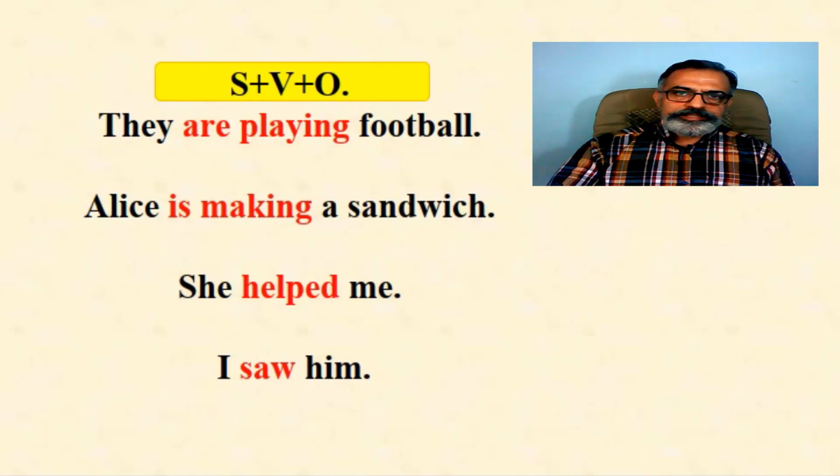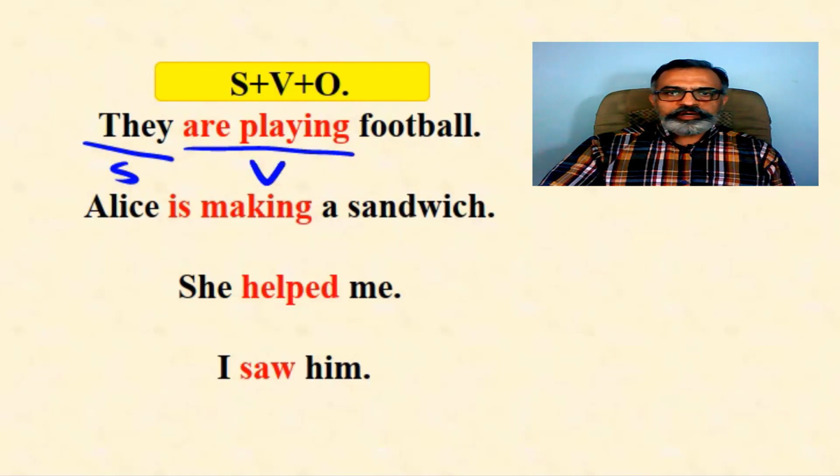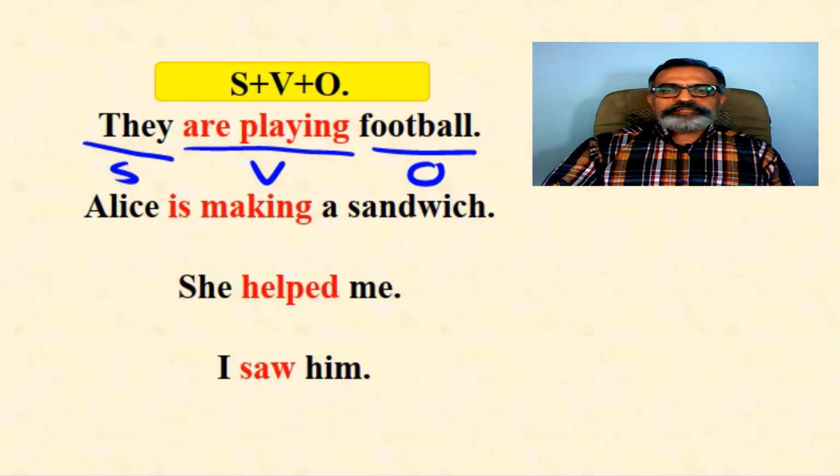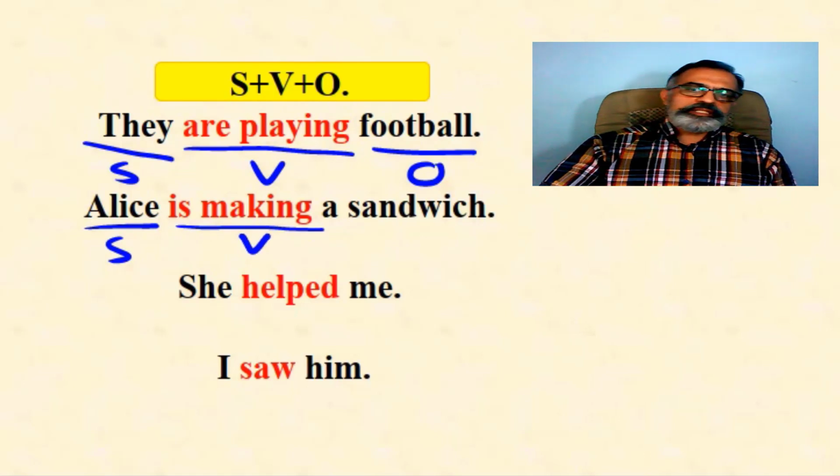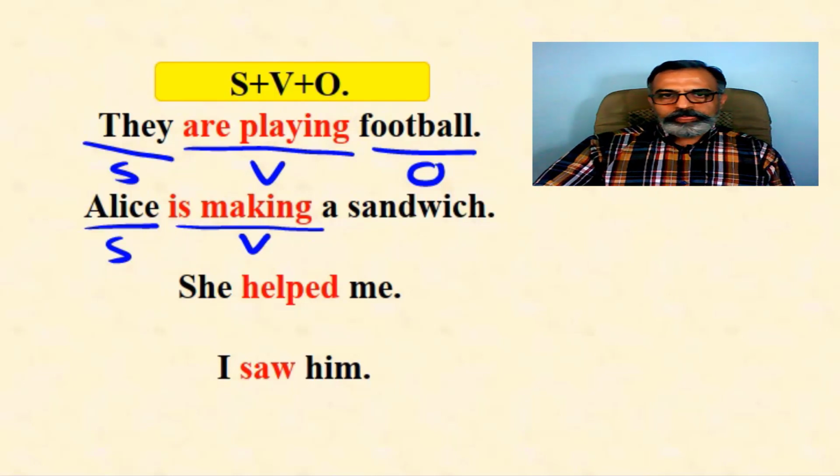Look at the sentences. They, subject; are playing, verb; football, object, which is a noun here. Alice is making a sandwich. Alice, subject; is making, verb. As you can see, in these two sentences we have auxiliary and main verb. A sandwich, object.